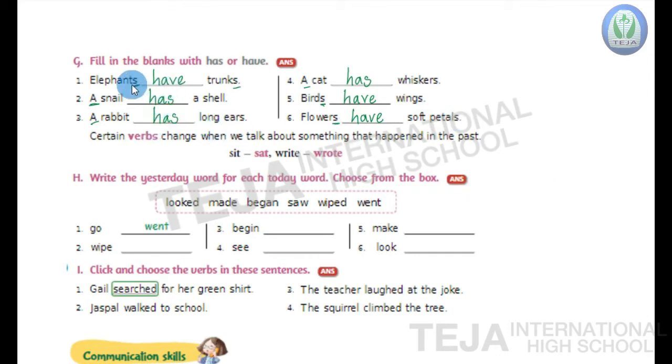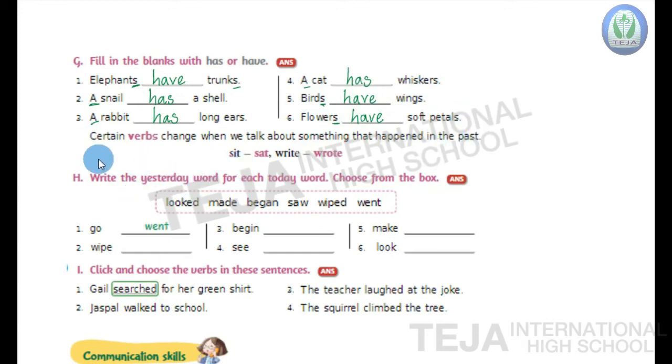Okay. Now once we'll read all the fill in the blanks, children. All of you read along with me. Here the first one. Elephants have trunks. A snail has a shell. Third one. A rabbit has long ears. Fourth one. A cat has whiskers. Fifth one. Birds have wings. Sixth one. Flowers have soft petals.